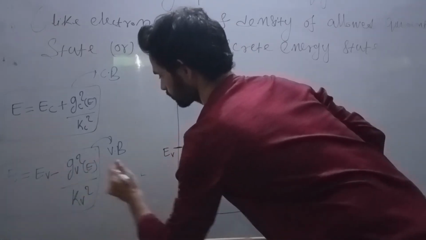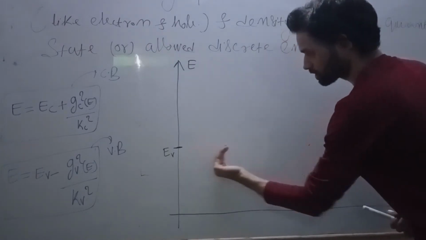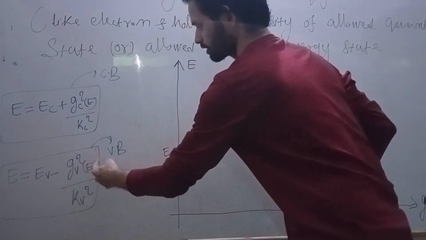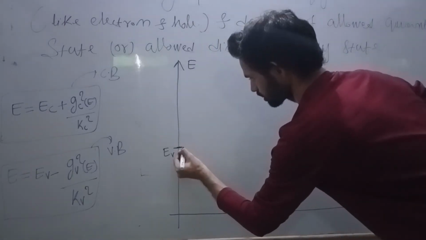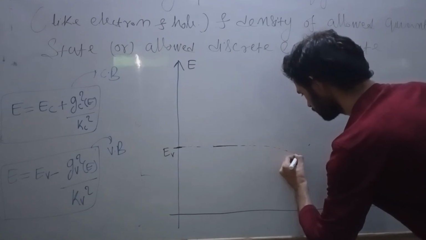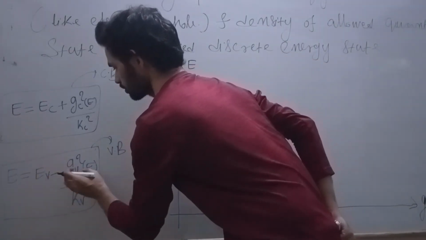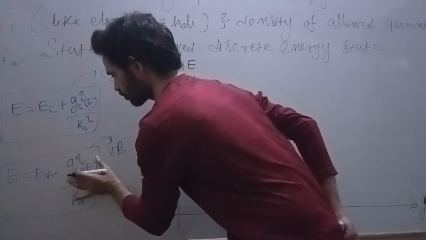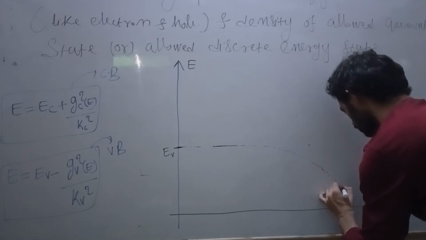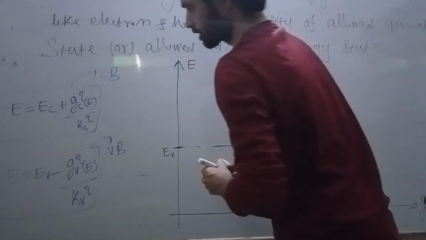Yes, E is equal to EV. Now when this density of state starts increasing, then what happens? It starts increasing like this, and the point will come when this is equal to EV. And when this total function becomes equal to EV, then it is approaching toward what? Zero. Toward zero or not? Toward zero.